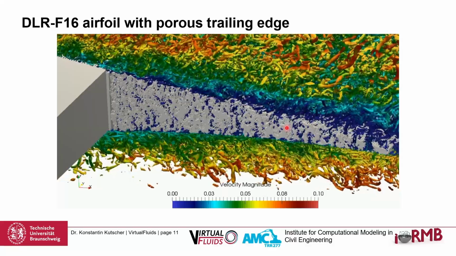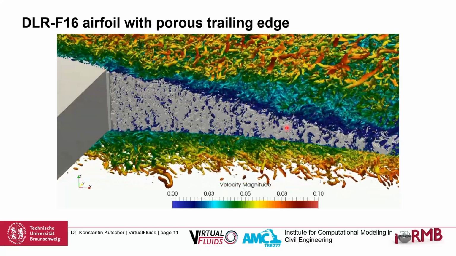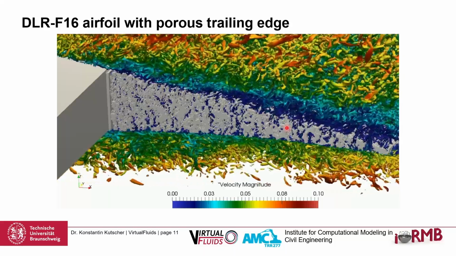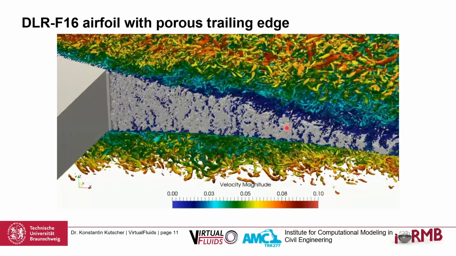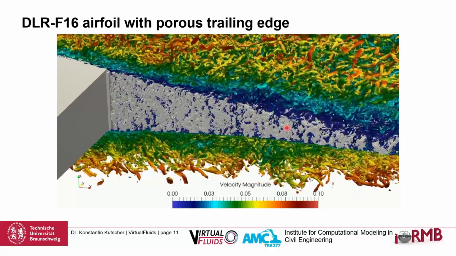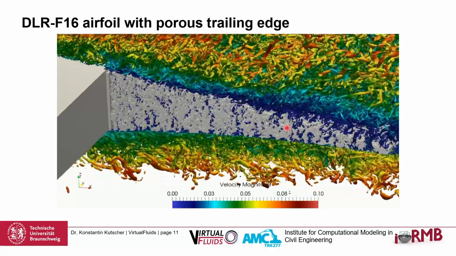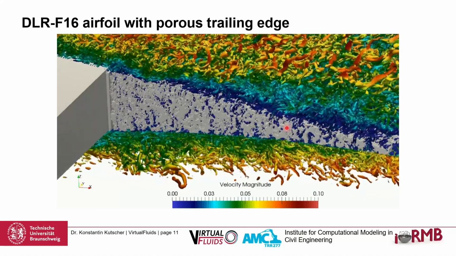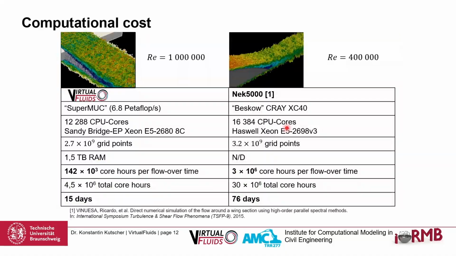So if you have between 1,000,000 and 100,000 cells along the chord... How many cells do you have along the chord? I'll show you later. To summarize my computation cost in principle: how many nodes, how many grid points do we need in total?